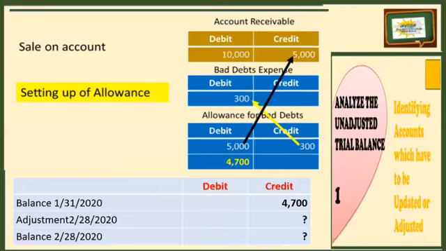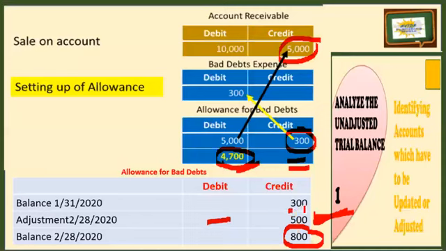We have already discussed the setting up of allowance when the ending balance of the previous is credit. So this one, you have a credit balance, and then you have the 1% of sales. So you have 500, you add that up, you have an ending balance of 800 for your allowance for bad debts.